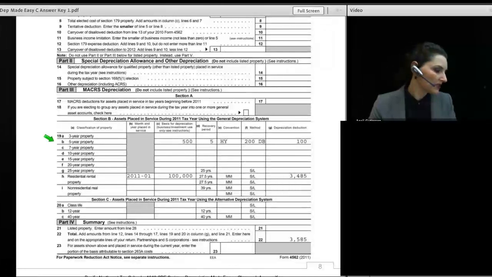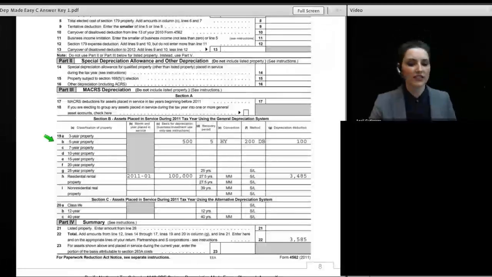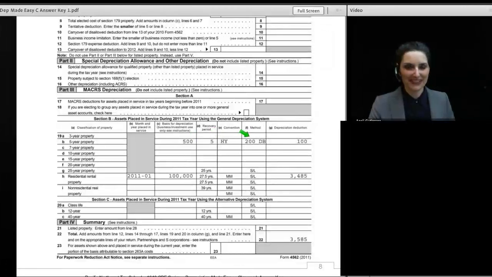What was it that we placed in service? A refrigerator? I can't remember. A refrigerator? Okay, so costing $500. It's in use in a rental, so it's a 5-year property. 500 divided by 5 years, divided by 50%, multiplied by 200%, gives us $100 for the first year.